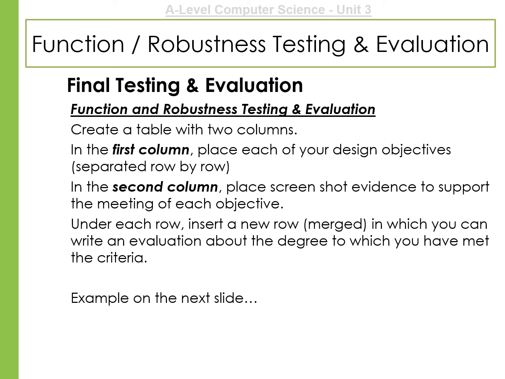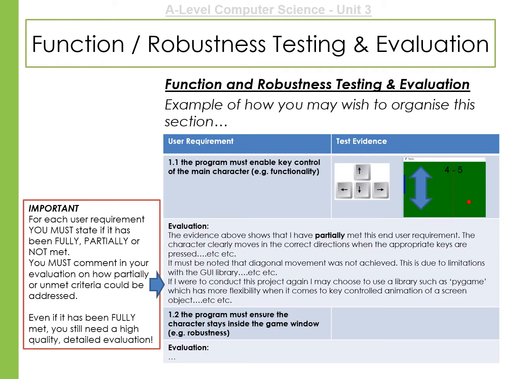Let's have a look at the function and robustness testing and evaluation. I suggest using a table with two columns. In the first column, place each of your design objectives, separated row by row. And in the second column, place the screenshot evidence to support you meeting that objective. Under each row, you might want to insert a new row, which you can write your evaluation about the degree that you have met that criteria. Let's have a look at an example.